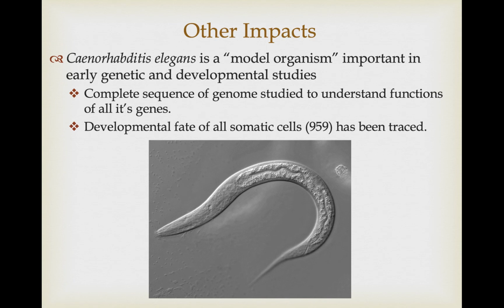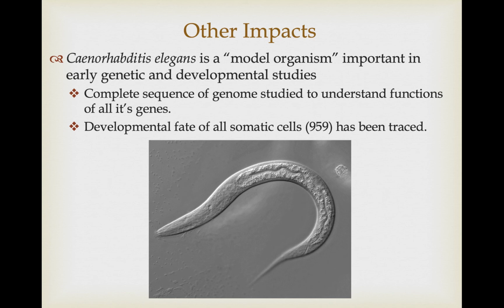Finally, just a quick mention that one famous roundworm, Caenorhabditis elegans, is what we call a model organism. So it was an organism that was decided upon early on in the 60s that, hey, let's just focus on this organism and let's learn everything we can about it and see how this can be used to inform us about other more complex organisms.